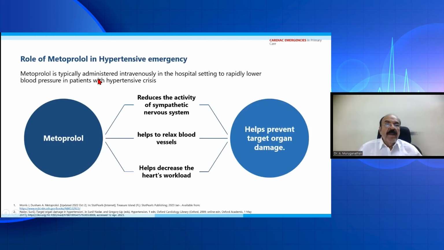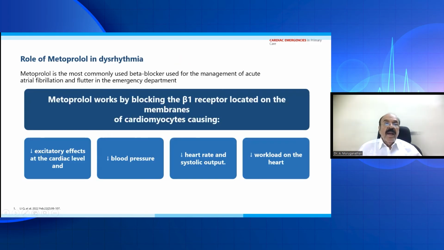The role of metoprolol in hypertensive emergency: of course, it is typically used intravenously in a situation where the other drugs are not available. Sometimes we use esmolol, labetalol as a beta blocker in emergencies. Metoprolol also can be used. It reduces the activity of the sympathetic nervous system, relaxes the blood vessels, helps decrease the heart's workload, helps to prevent target organ damage. And in dysarrhythmia, it is the most commonly used beta blocker in the management of acute atrial fibrillation and flutter in the emergency department.